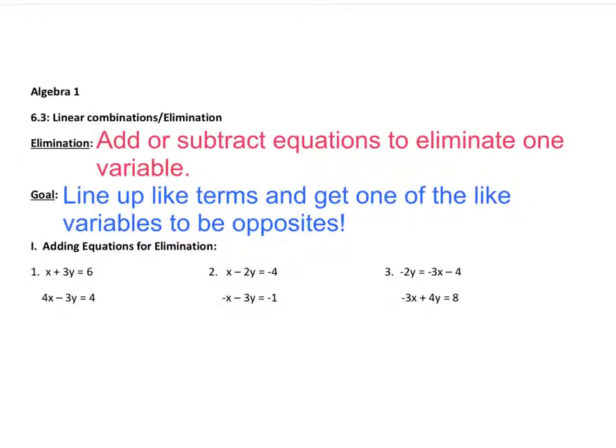All right, for this video, we're going to do a brief introduction of the very last section that'll be on the midterm. You can see we're moving on to 6.3. It's called linear combinations and elimination. This is the third method that we're going to use to find the point of intersection. And it's going to be more algebra based. I think this method a lot of students like, and it might be the easiest in a lot of cases.